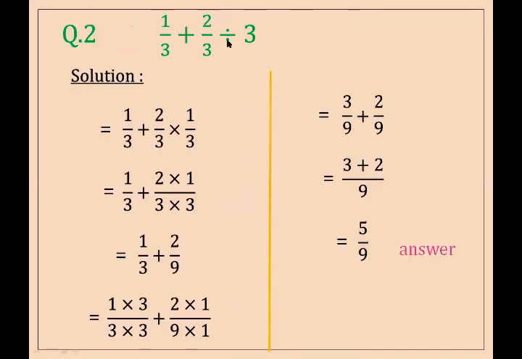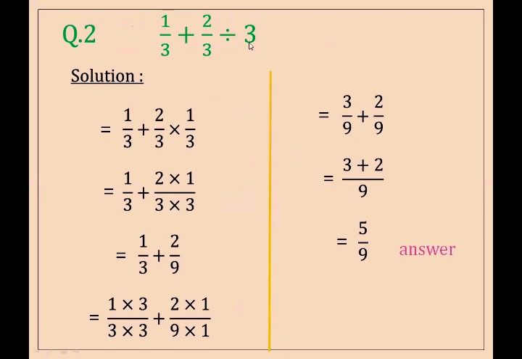Here are some more questions from the same exercise. 1 upon 3 plus 2 upon 3 divided by 3. Again follow the DMAS rule. Firstly we have to solve this divide sign. This divide sign is converted into multiply, meaning we have to take the multiplicative inverse of this 3. So here we write multiply by 1 upon 3.